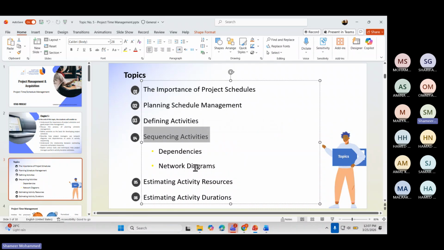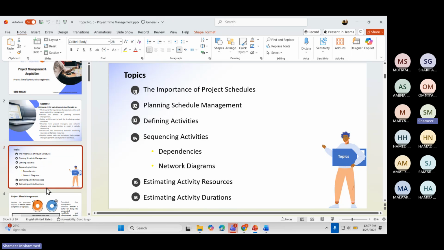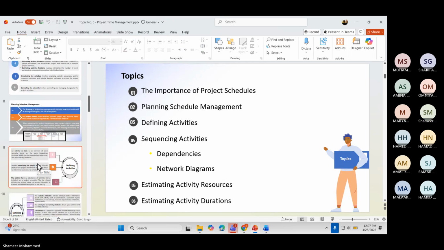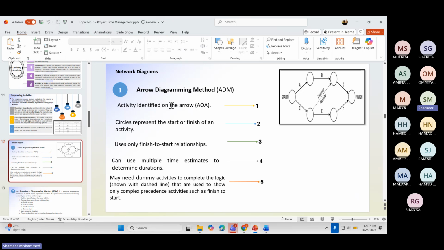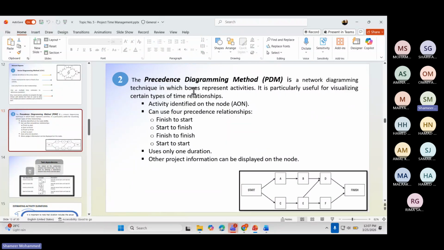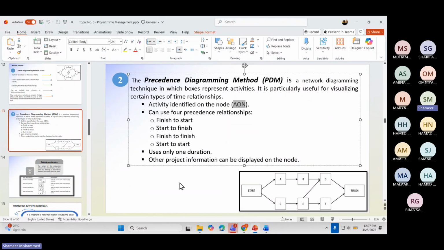So network diagram, again, there are two types. One is called activity on arrows. Another, number two, is activity on nodes. Okay, so we have seen those diagramming techniques. This is called activity on arrows, that is the arrow diagramming method. Another one is the precedence diagramming method, PDM, or it is also called activity on nodes.